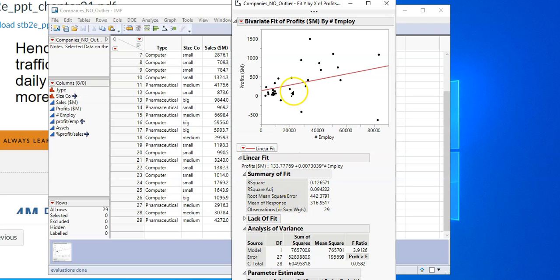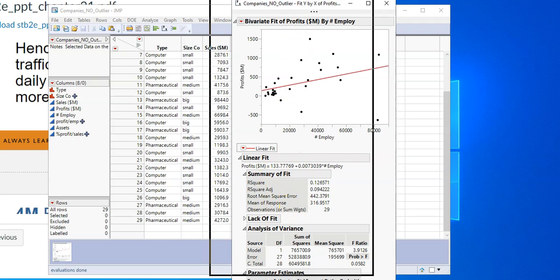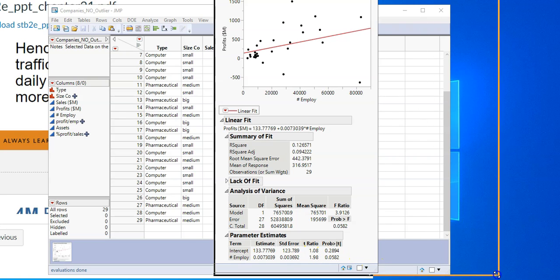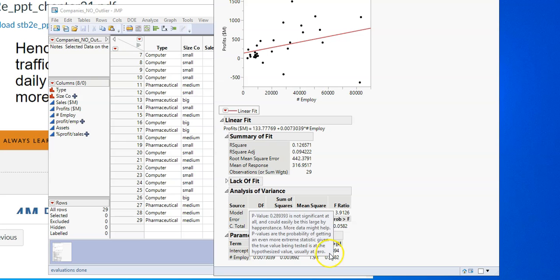What else are we looking for here, based on what you learned today? Look at the intercept in the parameter estimates table. Is the p-value below 0.05? So we cannot reject that as well. Does the number of employees have a p-value below 0.05? No. Can I find the confidence interval here?